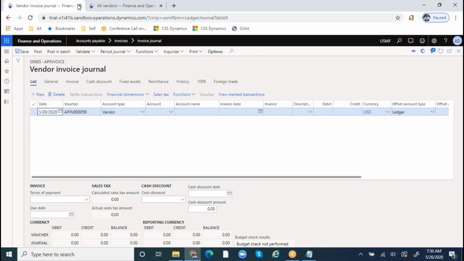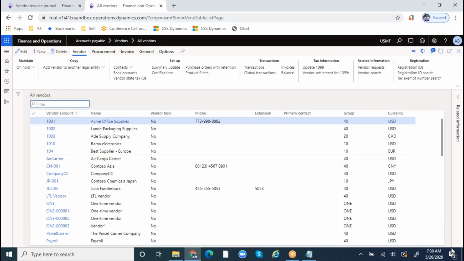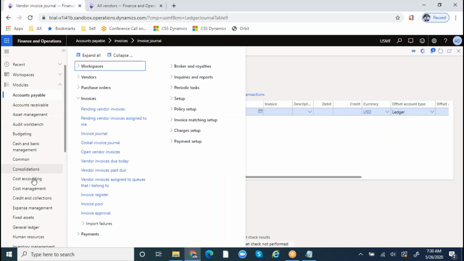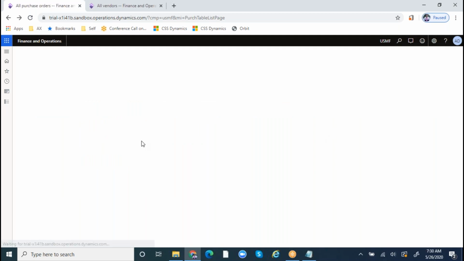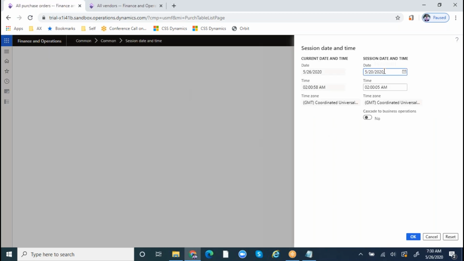As soon as you close this form, it will disappear. For this form, once again the session date is 26th only. This session date is common, session date and time. This is only for you, temporarily. On 1st June I'm posting some transactions, around 30-40 transactions are pending on 30th May. I need to post some transactions on 30th May. Until that, I want every time 30th May only.